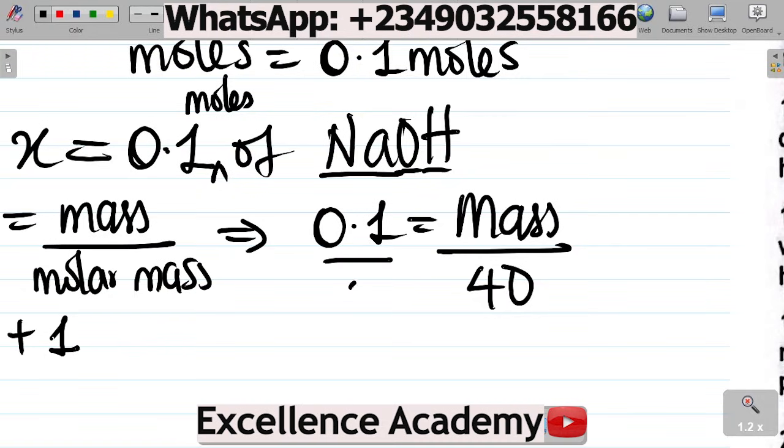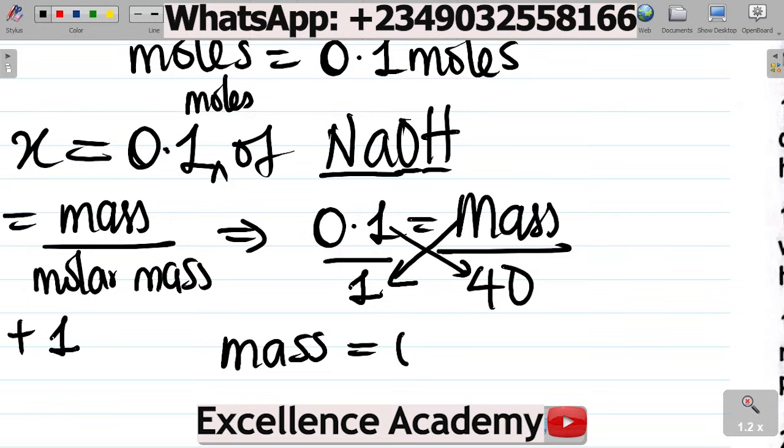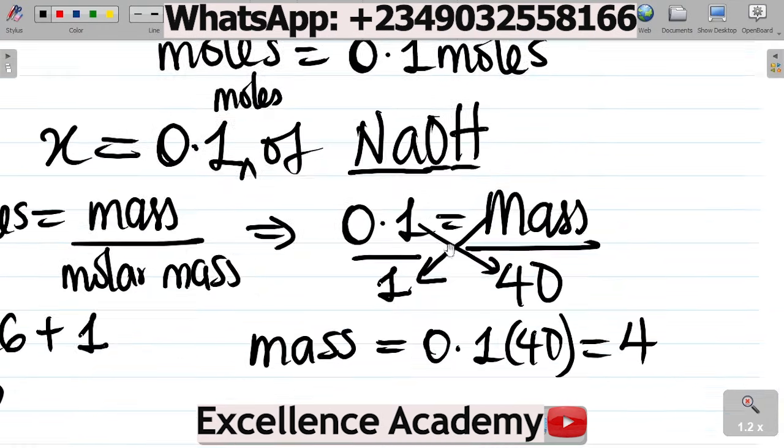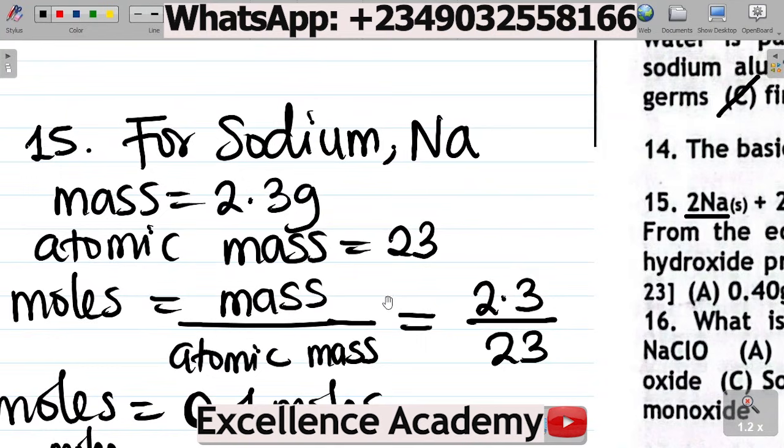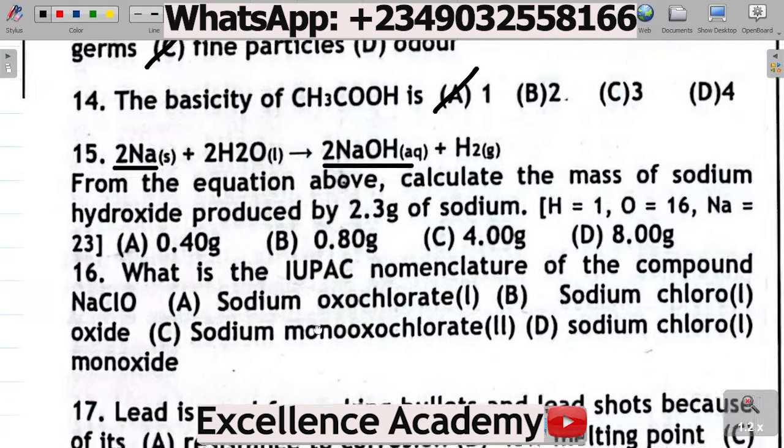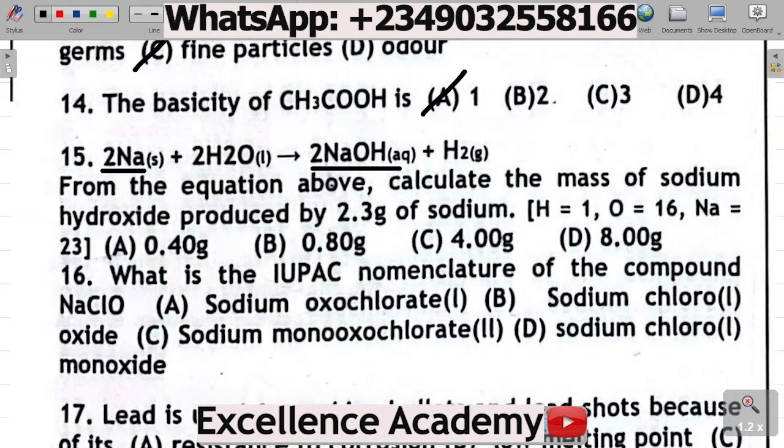So to get the mass, I'll have to cross multiply. Mass times 1 gives you mass is equal to 0.1 multiplied by 40, and that gives you 4. I think this mass was in grams. Yes, 4 grams. So the value there is 4 grams. That's your correct answer. So that will be option C, 4 grams. That is the correct answer.